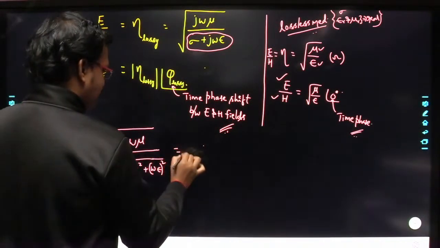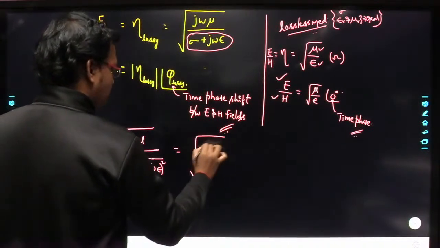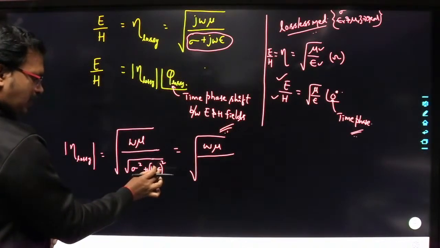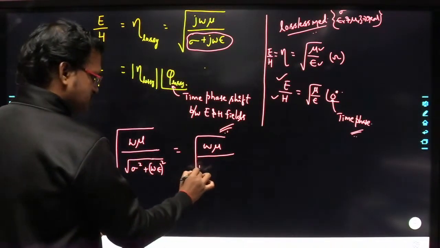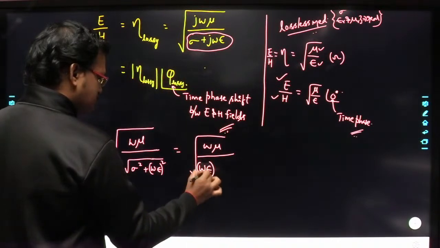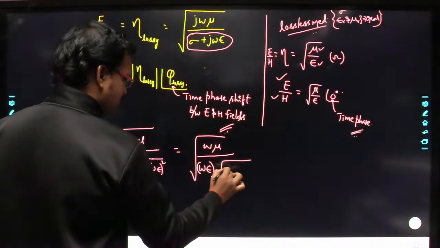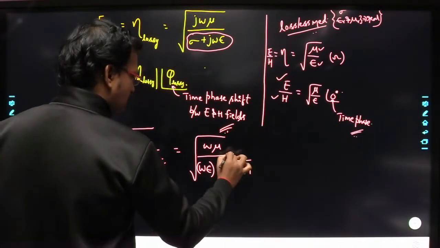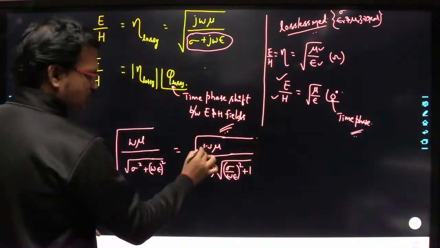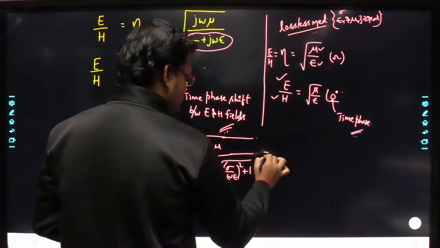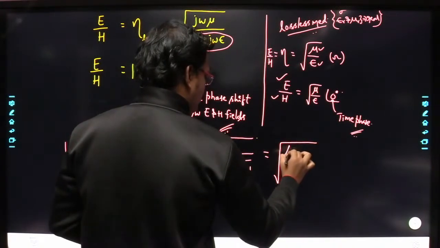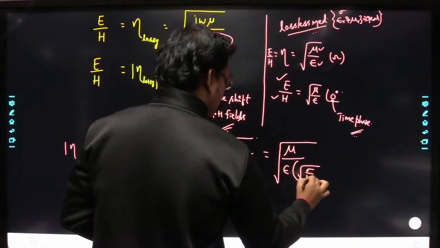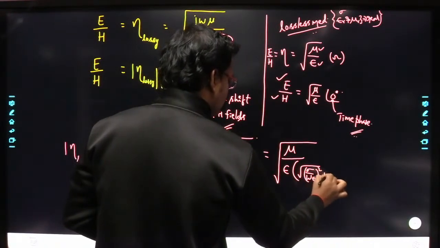So I can write this as square root of omega mu divided by, taking omega epsilon whole square out of the root, omega epsilon. Then what is left inside the root? You are going to get sigma by omega epsilon whole square plus 1. So here omega will get cancelled, and I can represent this as square root of mu by epsilon into square root of sigma by omega epsilon whole square plus 1.